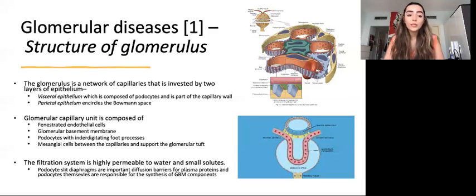The podocytes and the slit diaphragms that we talked about are important for diffusion of plasma proteins, and the podocytes themselves are responsible for the synthesis of the glomerular basement membrane. The selective permeability discriminates protein molecules according to size, so the larger, the less permeable, and according to charge, so the more cationic, the more permeable, and also to shape. So this filtration barrier allows only certain molecules to pass through the glomeruli to go into the rest of the structures of the kidney.